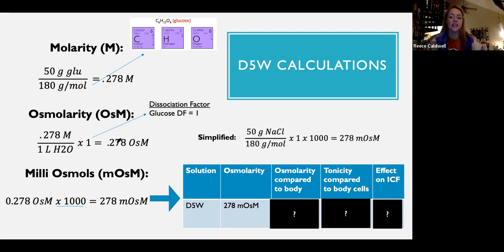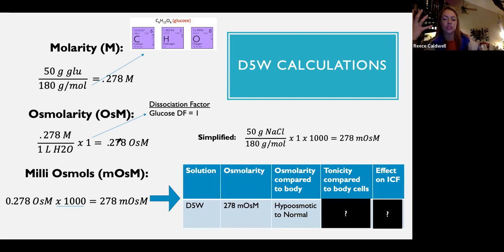So 278 milliosmoles, when comparing that to the osmolarity of the body, we could say that's hypoosmotic to normal. It doesn't have a huge difference. On the exam, it's going to be a very clear difference, like 150 or 400 and whatever. So don't worry about these examples that are a little bit closer. On the exams, it will be very clear whether it's hypo, iso, or hyper. But technically, we could call this hypoosmotic to normal.